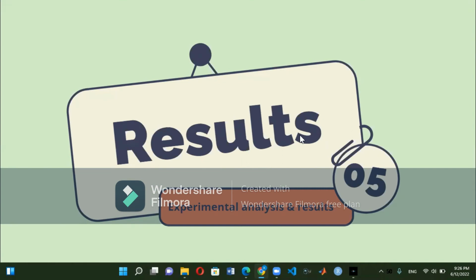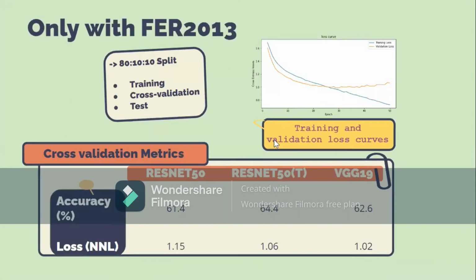Let me explain the results we've obtained. Our experiment is divided into 2 stages. First, we have been only using the FER 2013 dataset. It's entirely composed of grayscale images, and we've divided it into 3 parts: training, cross-validation, and test using this ratio. All the models we have been using were pre-trained, and the best performance was obtained from ResNet 50 by utilizing the concept of transfer learning, whereby we add fully connected layers on the pre-trained CNN ResNet 50 layers.